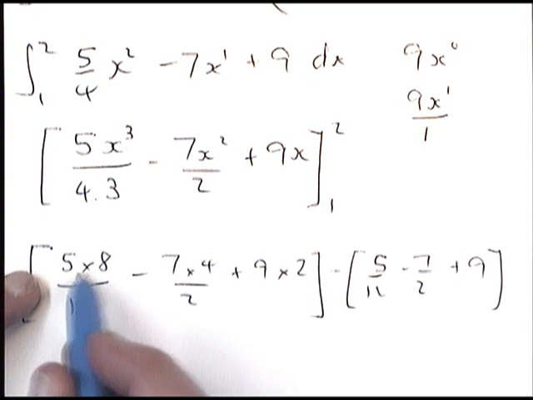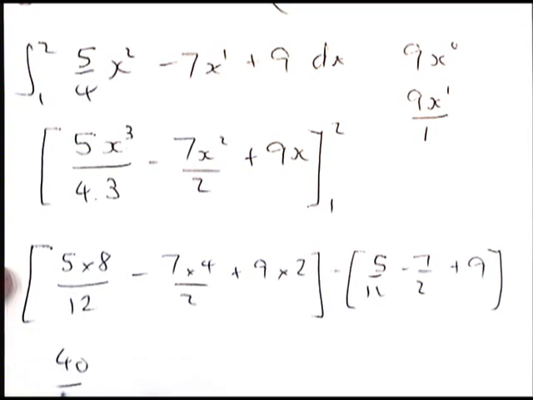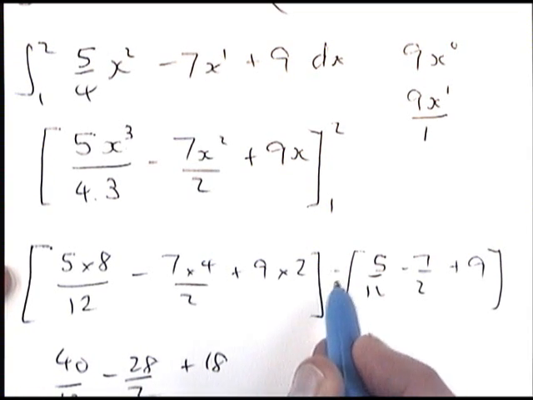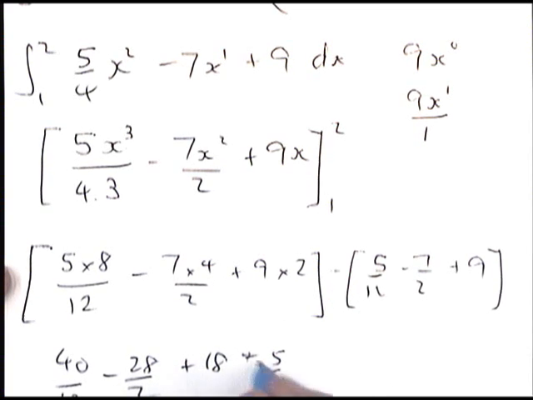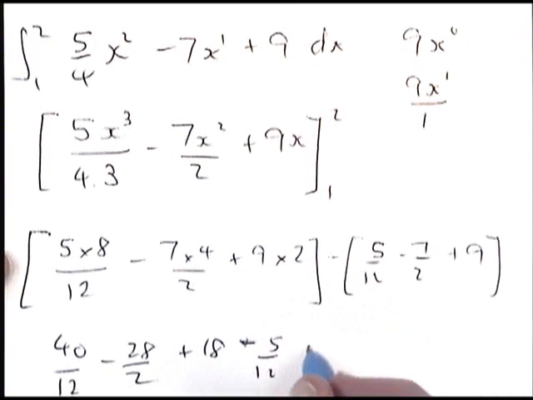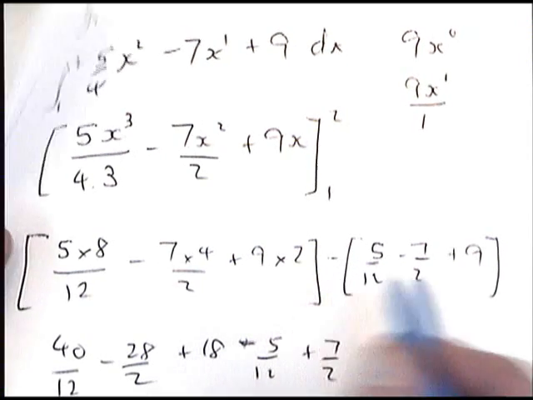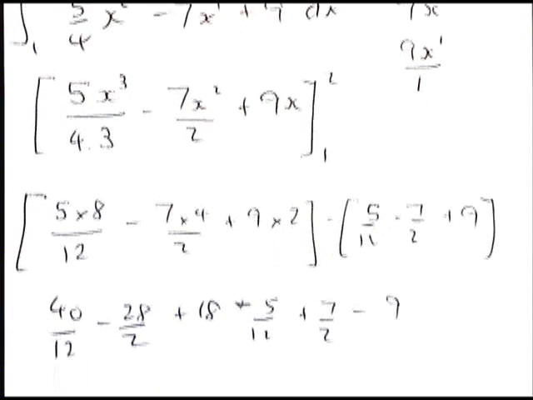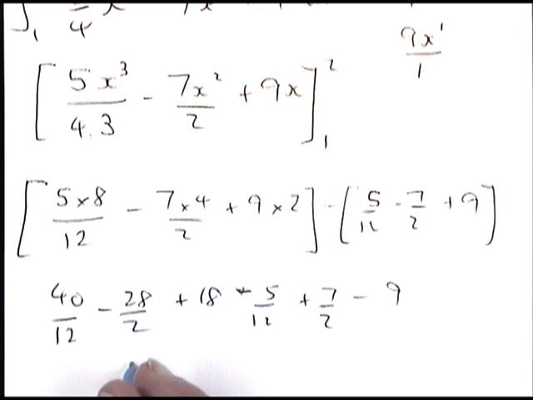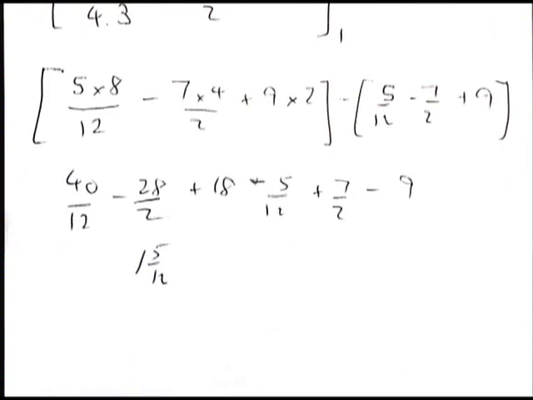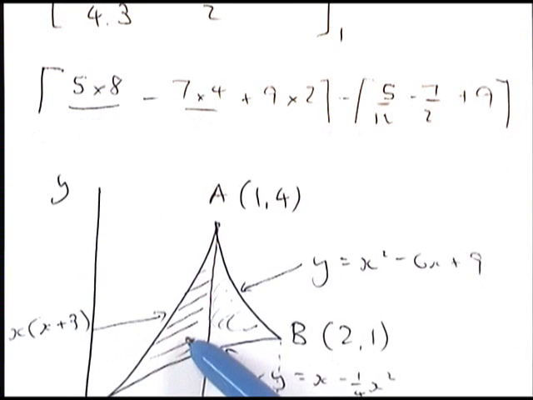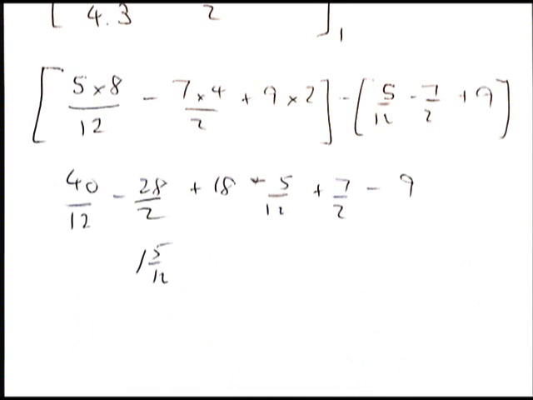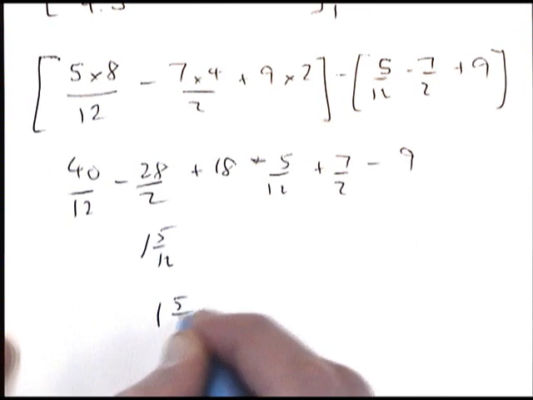So I've got here 40 over 12, take away 28 over 2, plus 18, take away 5 twelfths, minus minus makes plus 7 over 2, and minus plus makes minus 9. And when you simplify all that, just work out the value of that, you get, again, 1 and 5 twelfths. So, going back to our graph, I actually have this area is 1 and 5 twelfths. This area is 1 and 5 twelfths. So the total area is 1 and 5 twelfths.